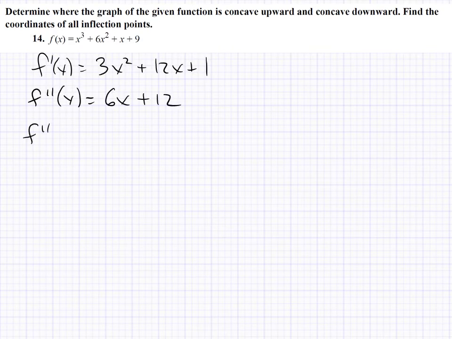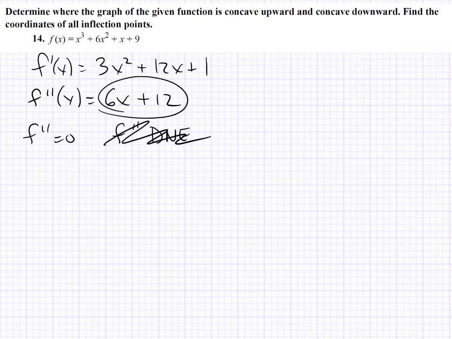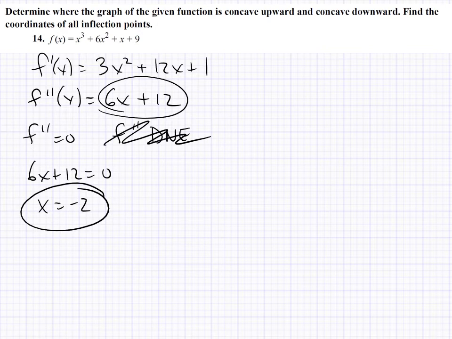We want to figure out where the second derivative equals 0, and where the second derivative does not exist. Again, being a polynomial, you don't worry about does not exist. So 6x plus 12 equals 0 when x equals negative 2. So you have one value to look at here, negative 2.